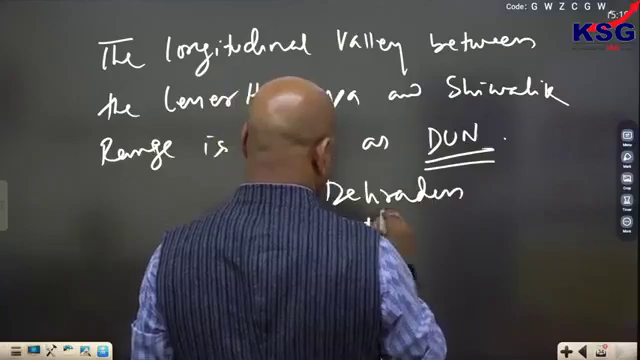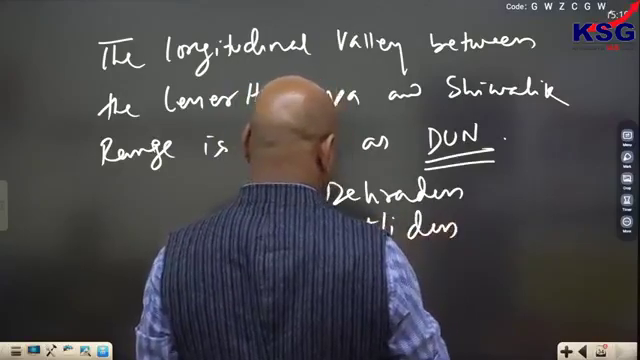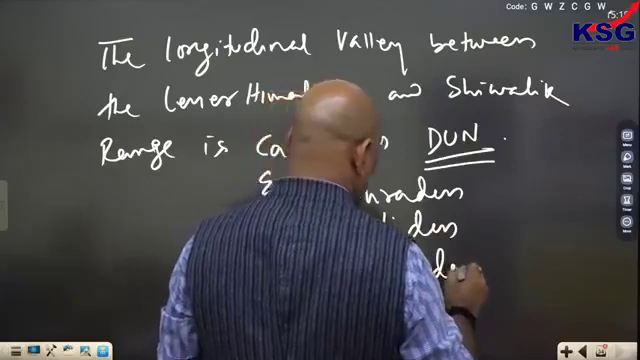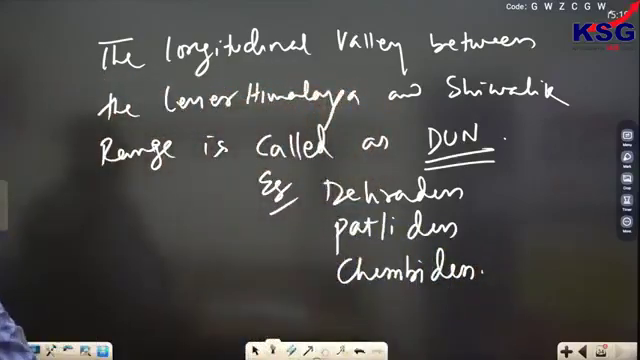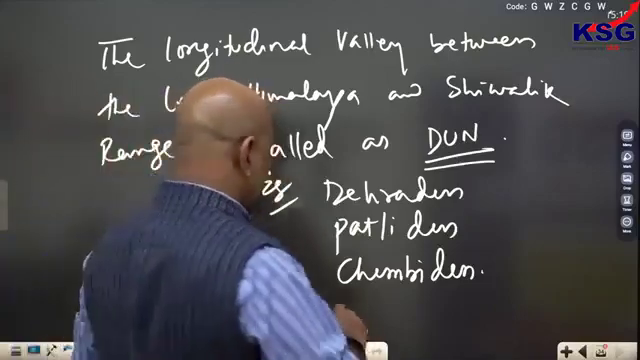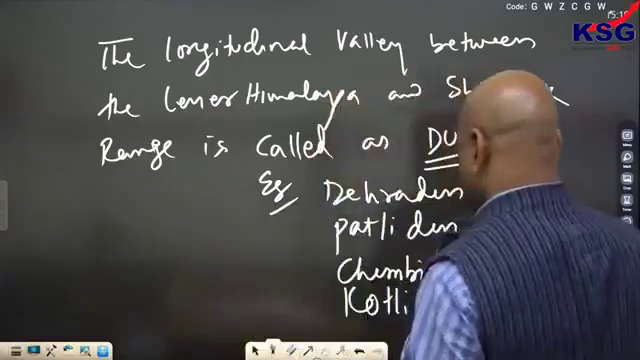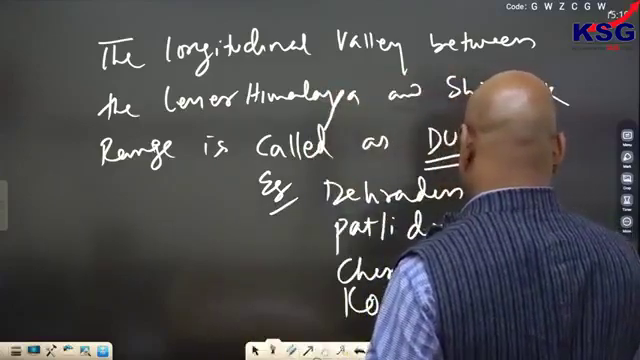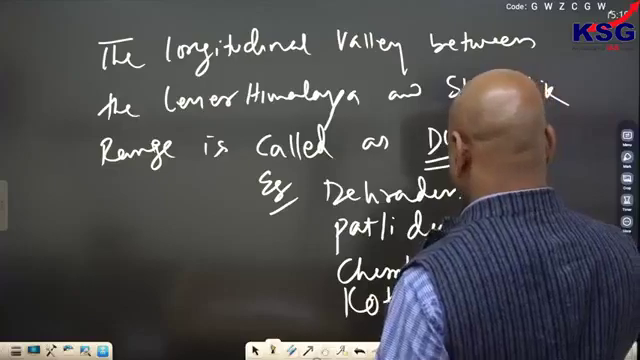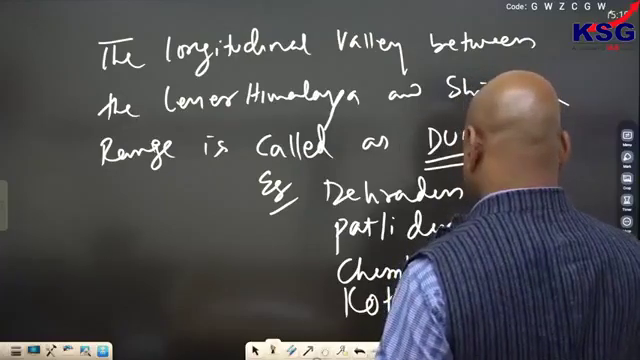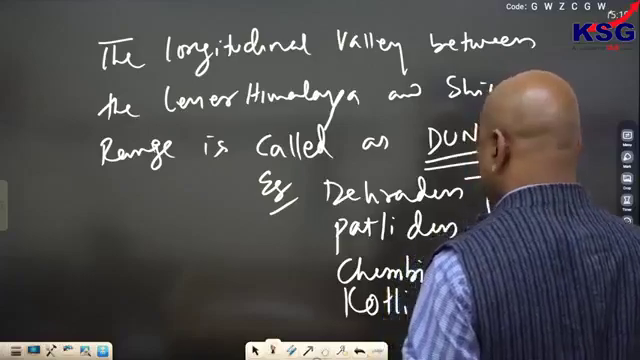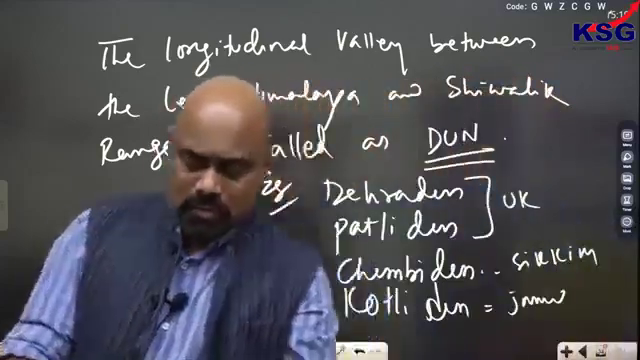Dehradun, Patli Dun, Chumbi Dun, etc. are there. Kotli Dun also in Jammu में है. Kotli Dun आई थी. Kotli Dun in Jammu, Patli Dun in Dehradun in Uttarakhand, Chumbi Dun सिक्किम में है, सिक्किम के पास है. Okay, these are certain things.